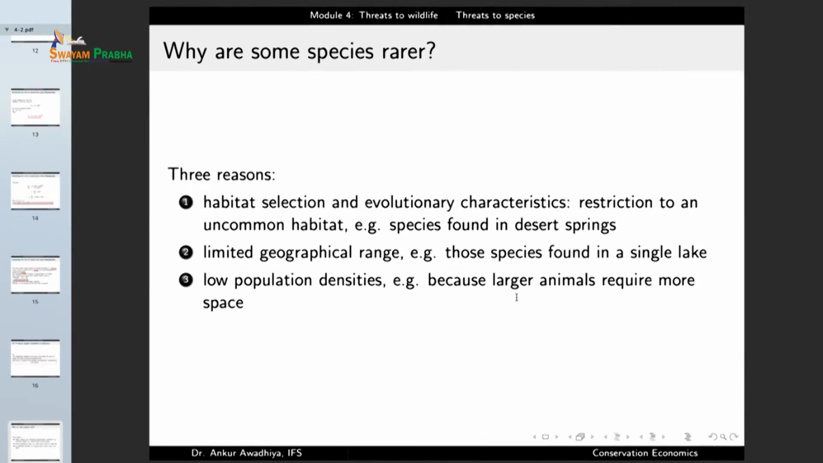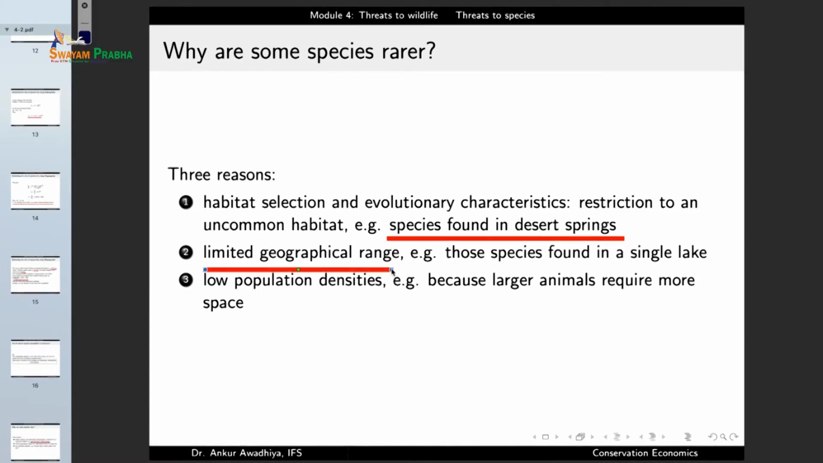Now, why are certain species rarer? There are three reasons. One, there is habitat selection and evolutionary characteristics because of which a species is restricted to an uncommon habitat. An example is species that are found in desert springs. In the deserts, we already have very few springs. So a species that is localized to a spring found in the desert will automatically be a very rare species. Or species with a limited geographical range, such as those that are found in a single lake.